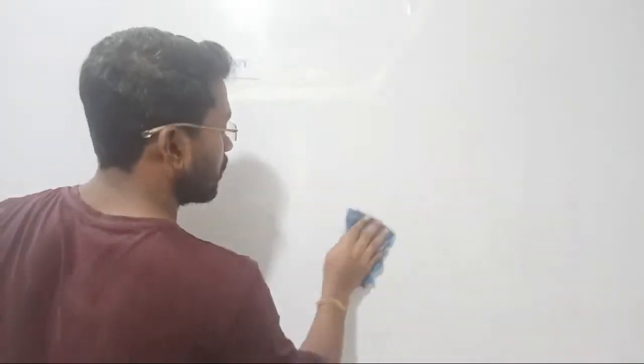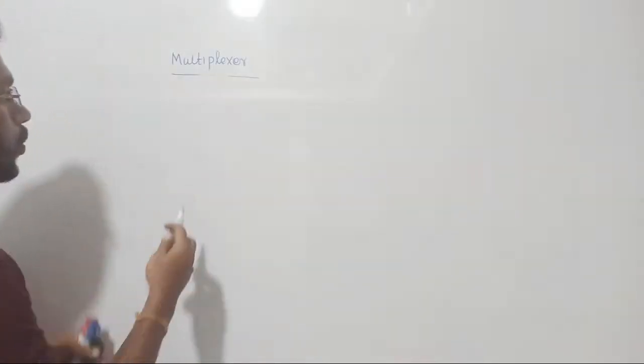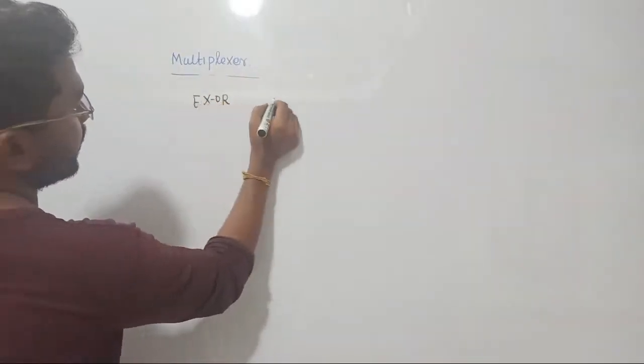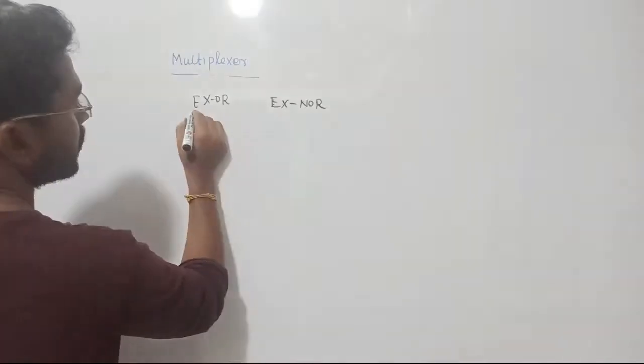I am giving a small task to you all, right? So there are two more gates pending. Which are they? One is the XOR gate, a special gate. Another one is the XNOR gate. We have to visualize the XOR and XNOR gates, right?